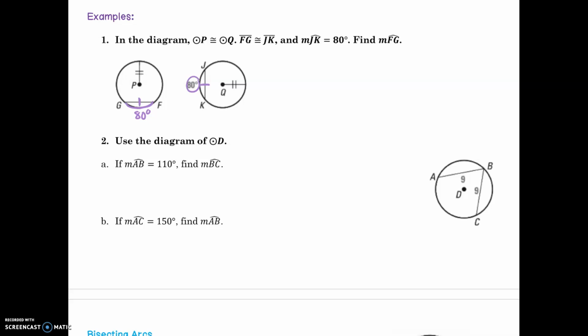For number 2, we're going to use circle D. They tell us that the measure of arc AB is 110 degrees, and they want us to find the measure of arc BC. We know that the chords are congruent. They both measure 9 units. So because the chords are congruent, the arcs are also congruent. So BC will also measure 110 degrees. So the measure of arc BC is also 110 degrees.